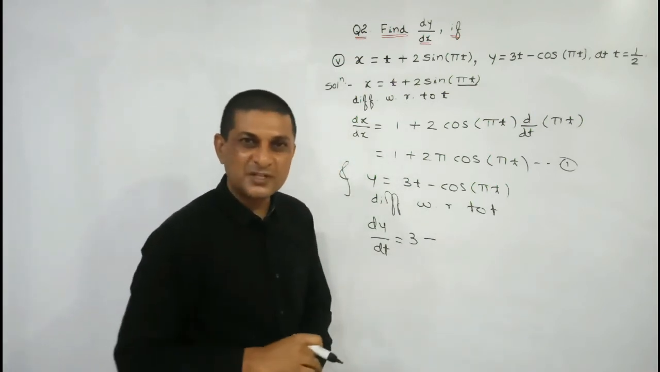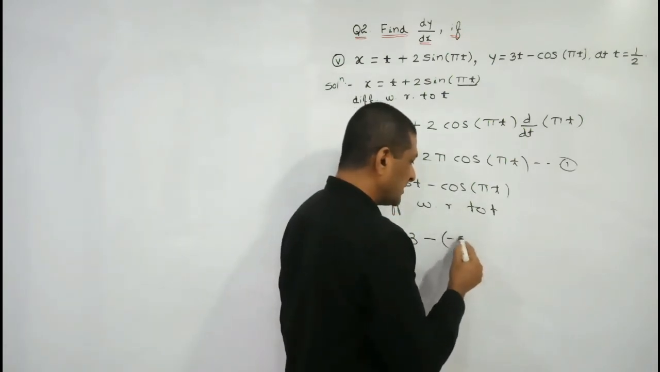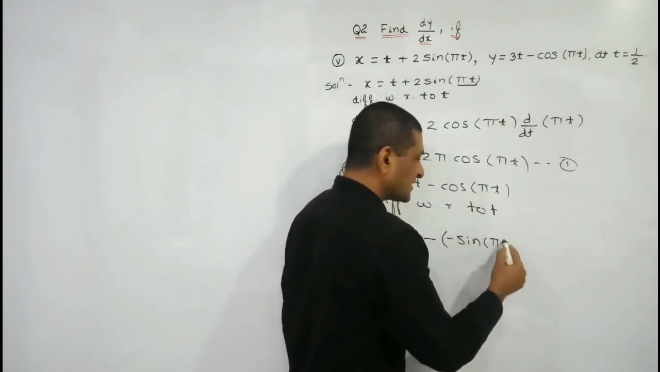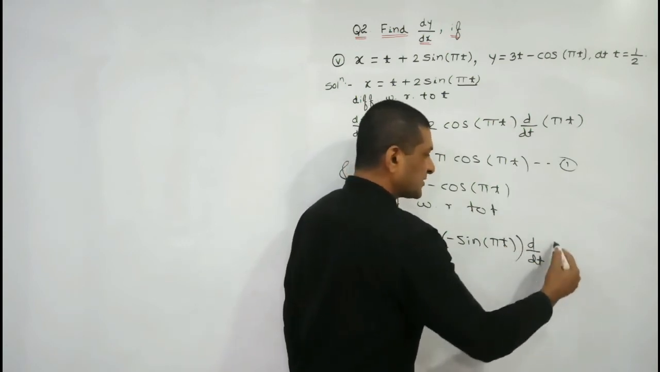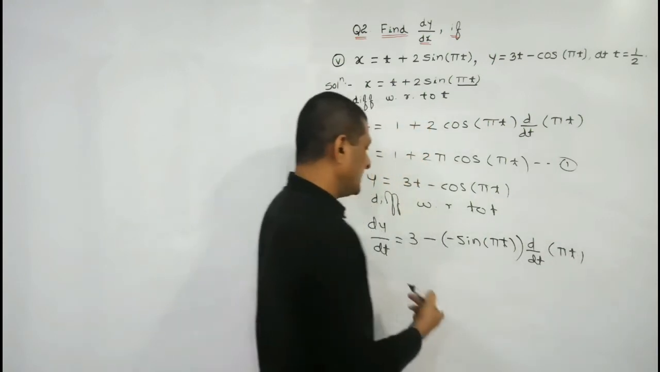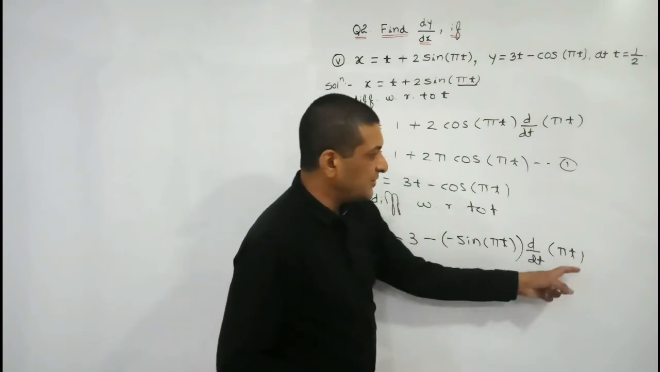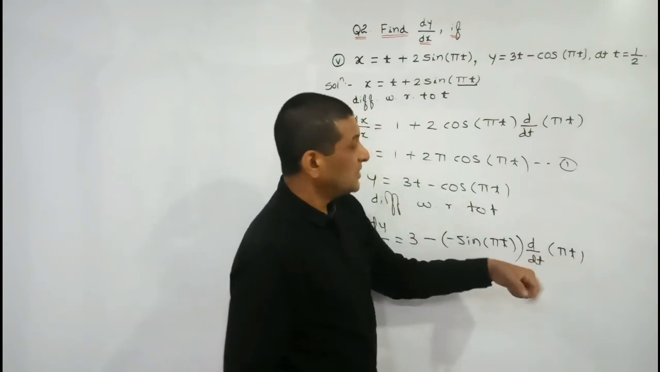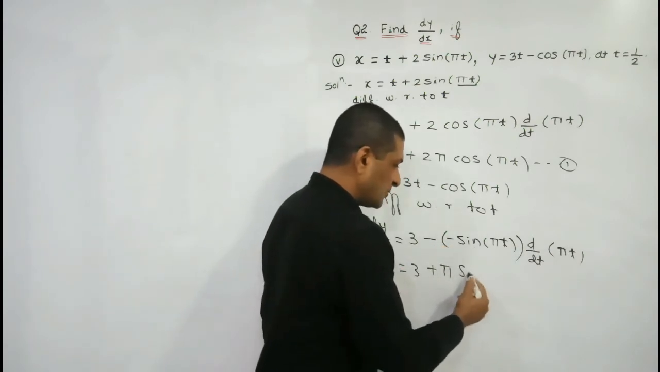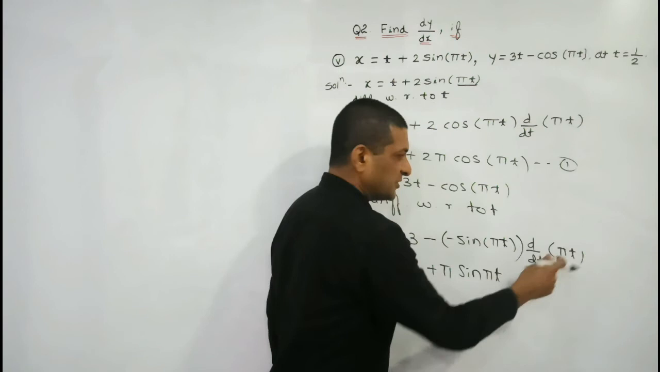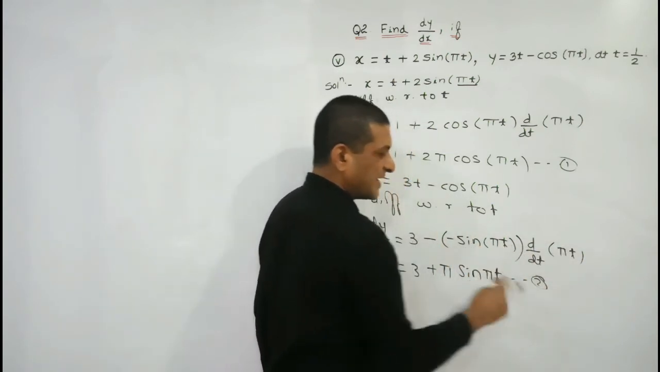Now observe the function, it is in the form of cos f of x. What is the derivative of cos f of x? It will be equal to minus sine f of x into the derivative of f of x, where f of x is pi t here, so the derivative of pi t. So it is equal to 3, keep it as it is, minus into minus will become plus, and the derivative of pi t will be equal to pi. First we write pi, and then sin pi t as it is. Let us denote it by equation number 2.